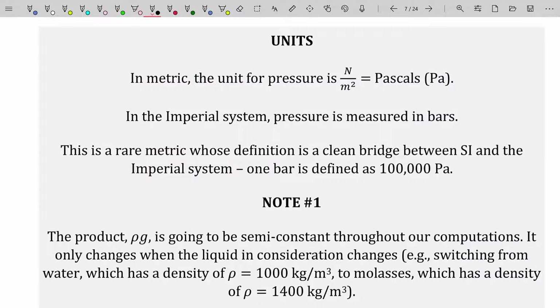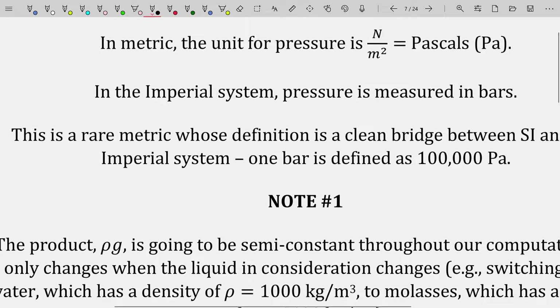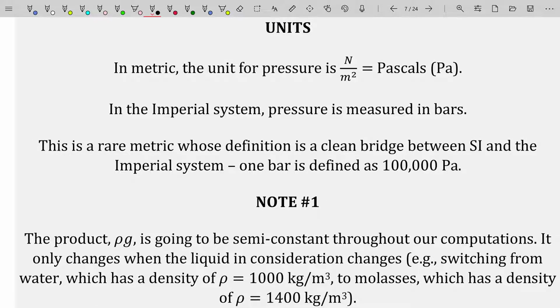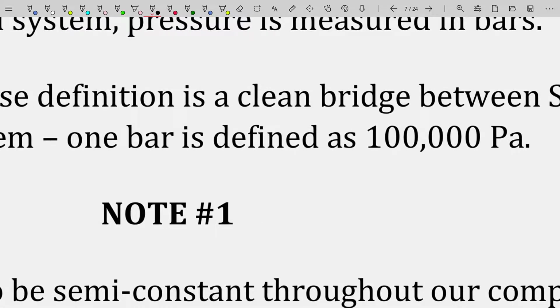Now, as I've mentioned, the units in the metric system are going to be pascals, and in the imperial system, pressure is measured in bars. Both of those things I have already mentioned. This is kind of an oddity here because there are very rare, clean links between the metric system and the imperial system. And this is one of those cases where it's a very clean link between the two systems. The link is that 1 bar in the US system is defined as 100,000 pascals.